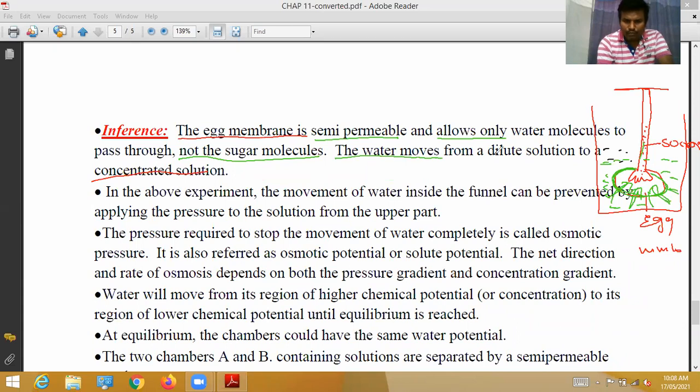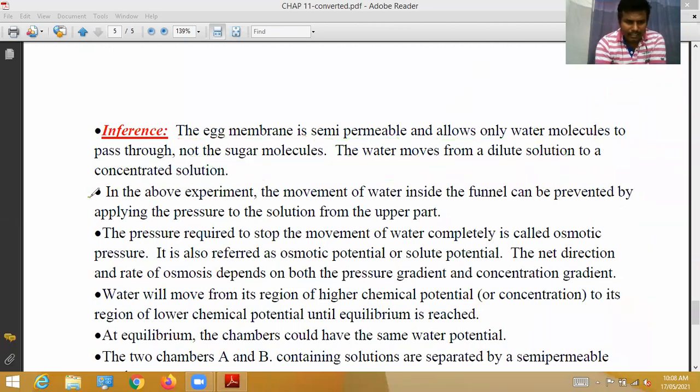So the water moves from a dilute solution, dilute solution meaning water, to a concentrated solution. Here, the concentrated solution is sucrose. Okay, that's all. That is the osmosis experiment.